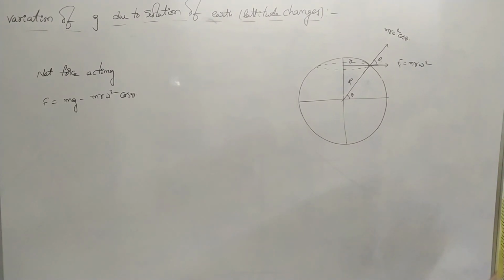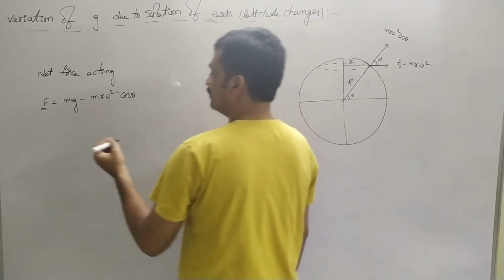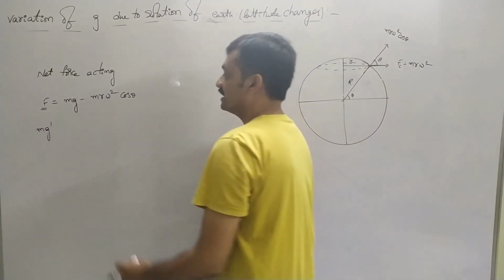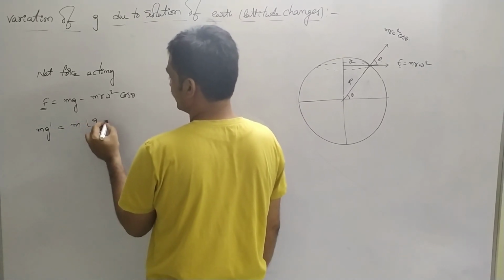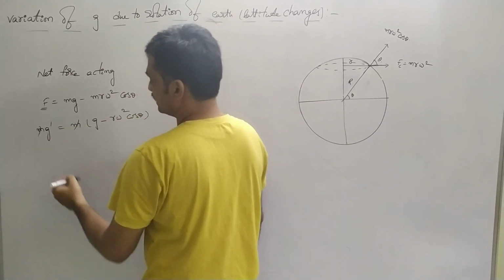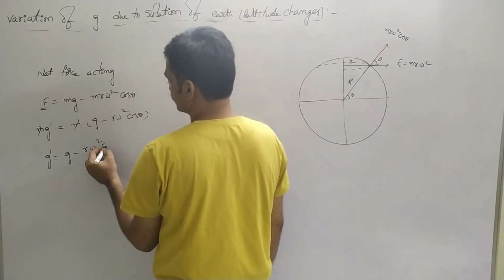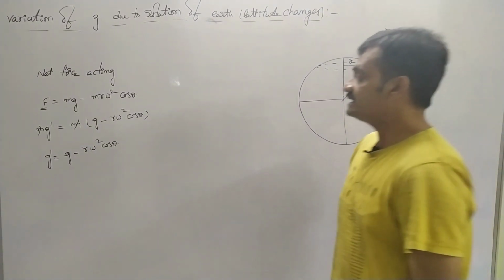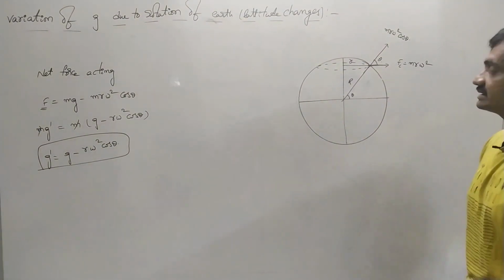Now observe that F is nothing but the force represented in terms of variation of acceleration due to gravity. That is m g dash equals m into (g minus r omega square cos theta). Here m gets cancelled, then g dash is equal to g minus r omega square cos theta. This represents the variation of acceleration due to gravity as the latitude changes.